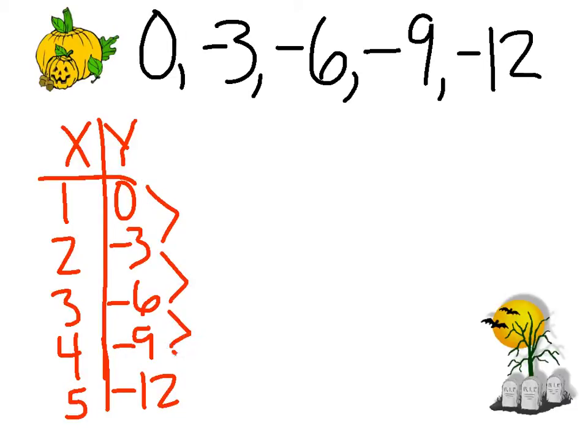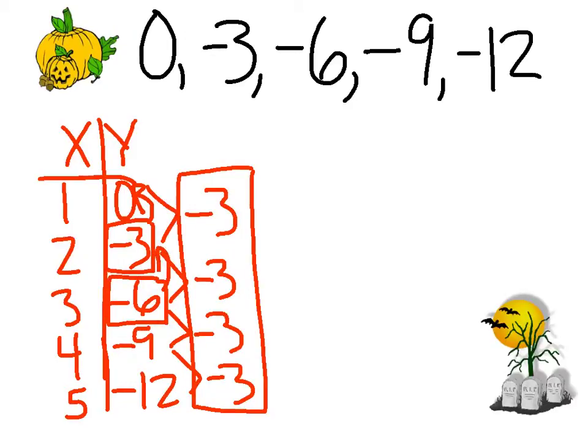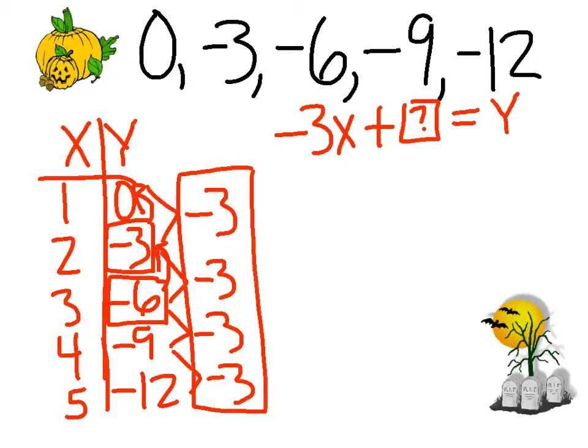Alright, to find our coefficient, we're going to take the difference between the two values. So negative 3 minus 0 is negative 3. Negative 6 minus negative 3 is negative 3. And so on. So our coefficient is going to be negative 3. Remember, we want to take this value minus this one, and the same thing with this. So in this case, we have a negative. So we have negative 3x plus some number is going to give us y.